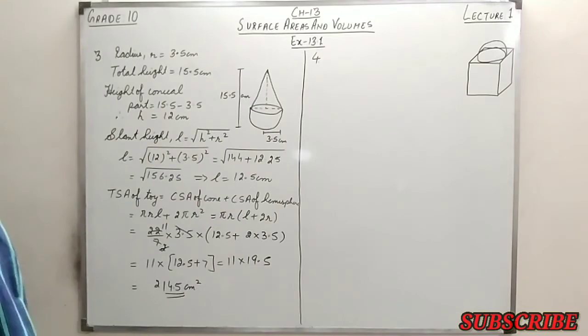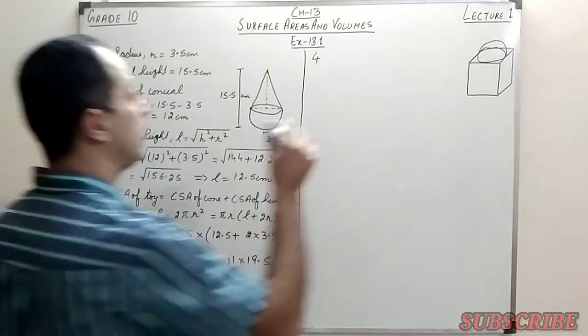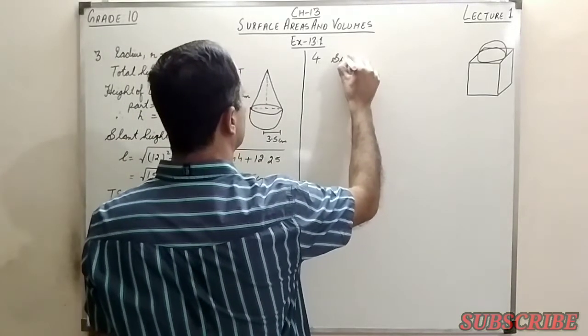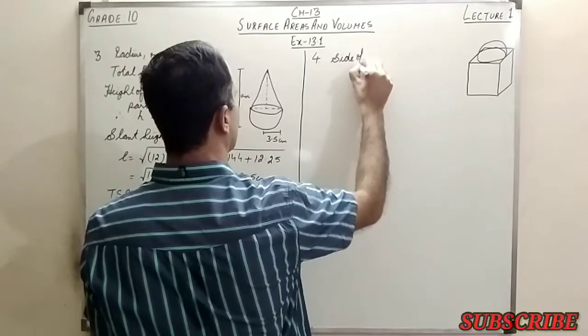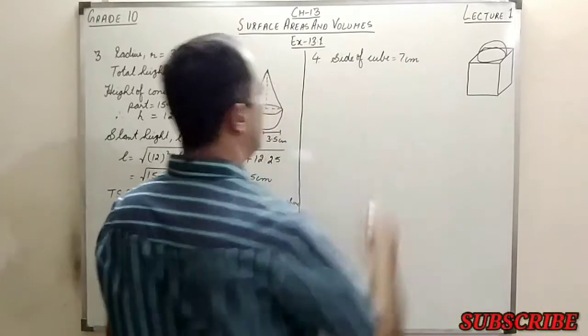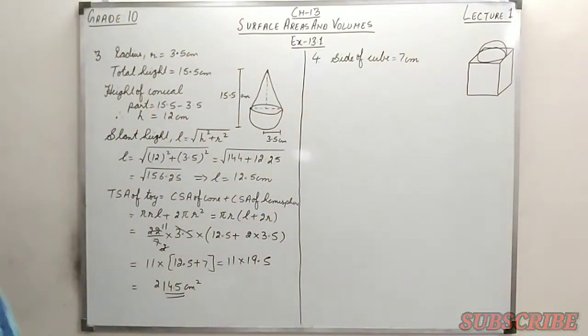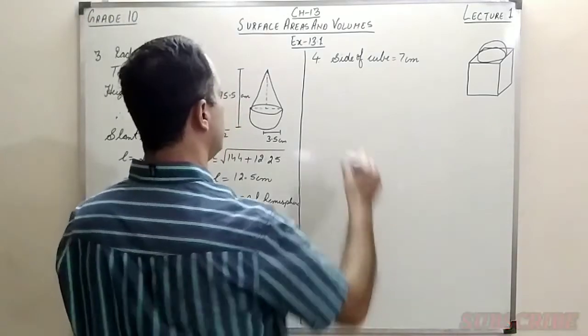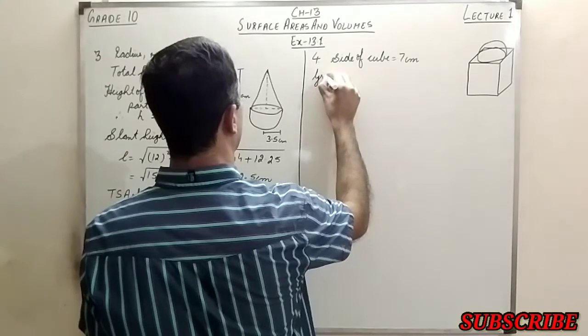Now what they have asked us, it is given that the side of the cube is 7 centimeter, right? Now the first thing they ask, what is the greatest diameter the hemisphere can have? So the greatest diameter the hemisphere can have is basically 7 only.